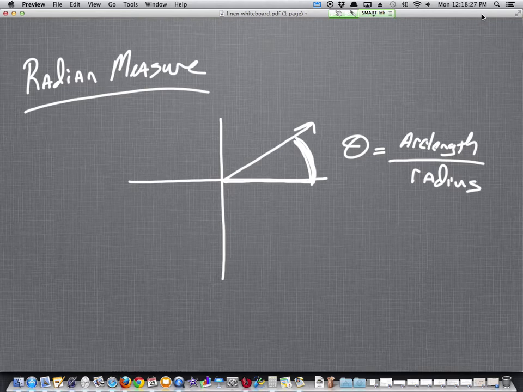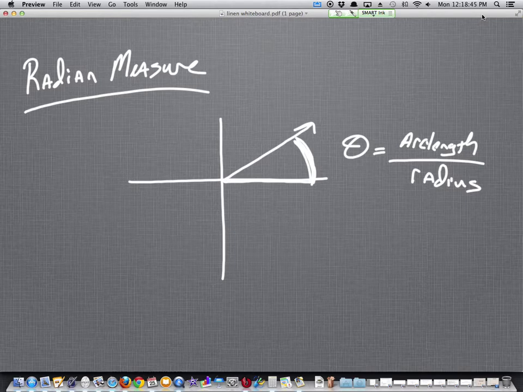What would be an angle that would measure out to 2 radians? Arc length is double the radius. Okay, so 3 radians would be where the arc length is triple the radius, and so on. So that's how radian measure is measured.